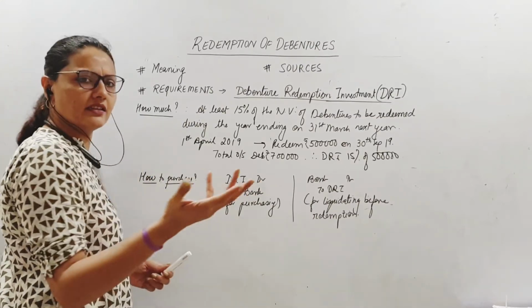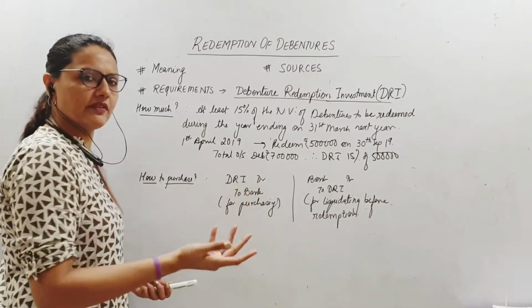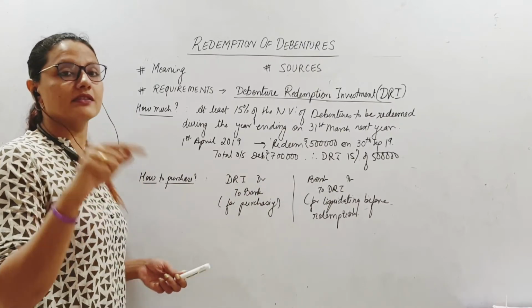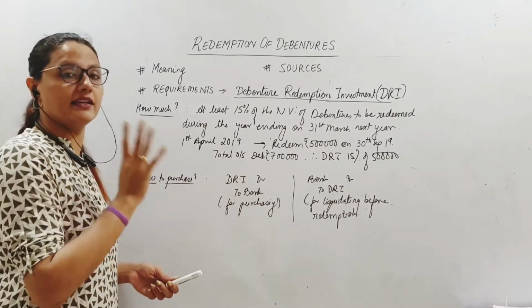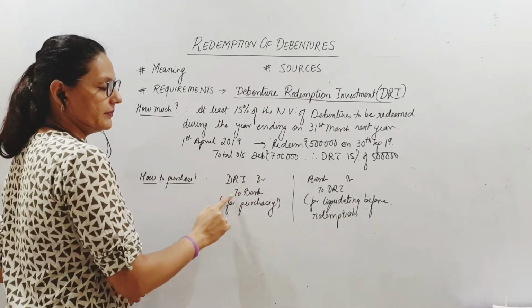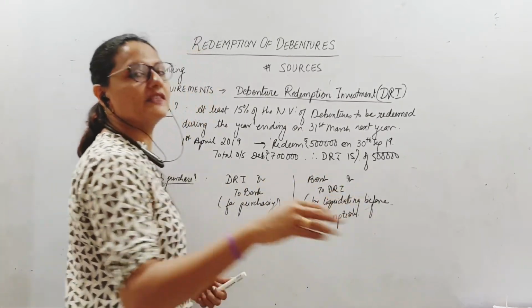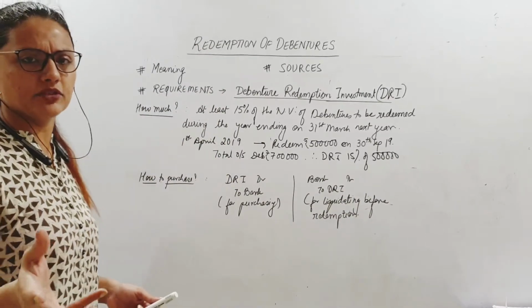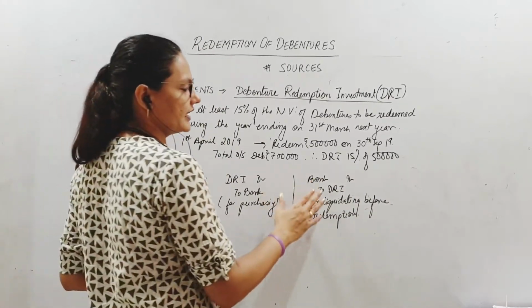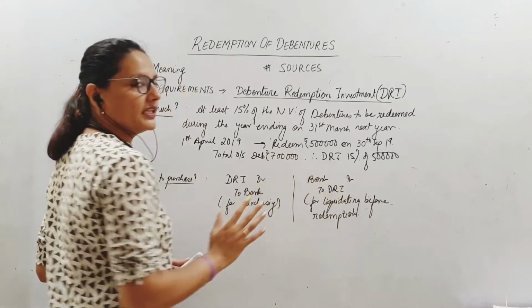And how do I make that entry? When I purchase any other investment, debenture redemption investments को specific नाम देना होगा, because this investment I cannot sell before I redeem the debentures. So this is debit to bank for purchasing, and we will also liquidate it. We will sell it off just before the redemption. Of course, there are certain conditions. We'll come to that later. Bank account debit to DRI.